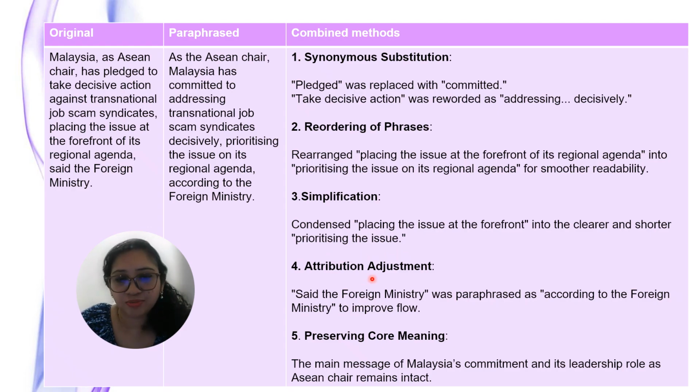There's also attribution adjustment, where the phrase said the Foreign Ministry was paraphrased as according to the Foreign Ministry. So this just improves its flow.